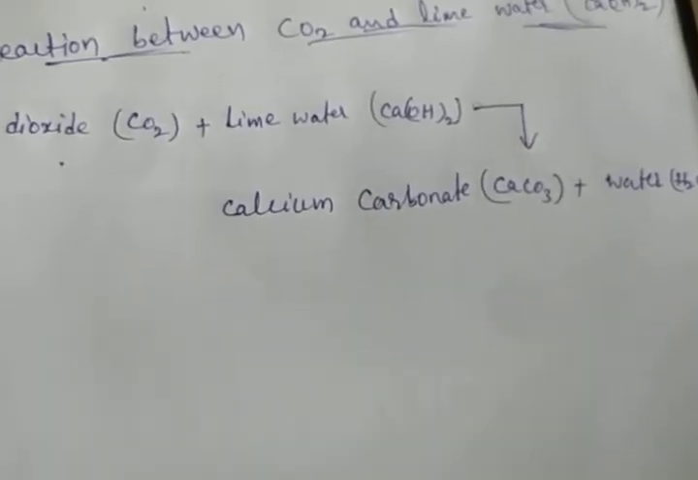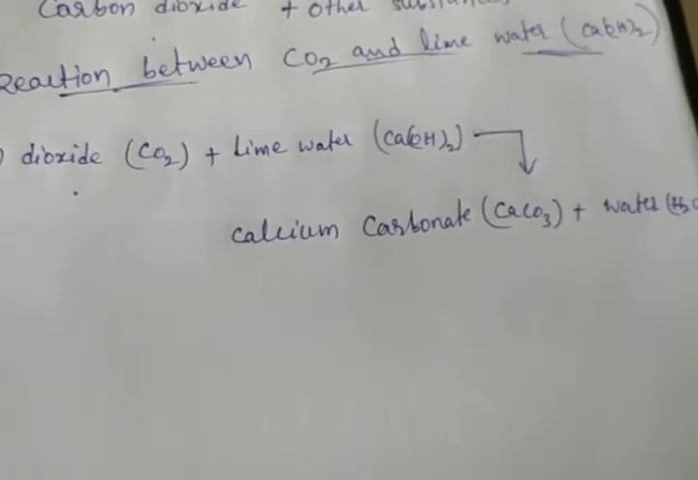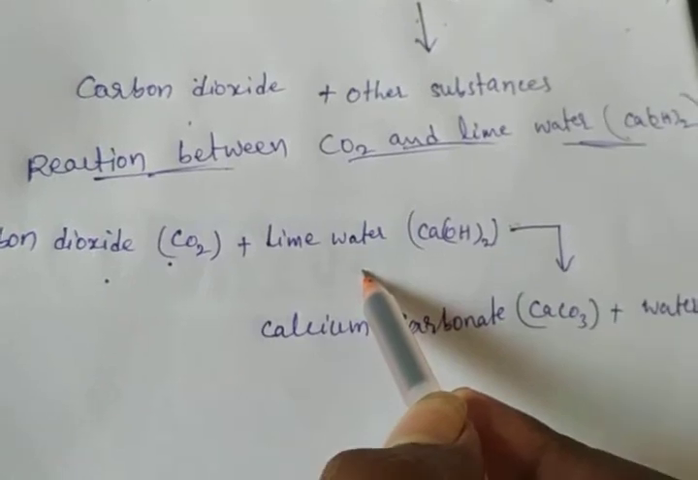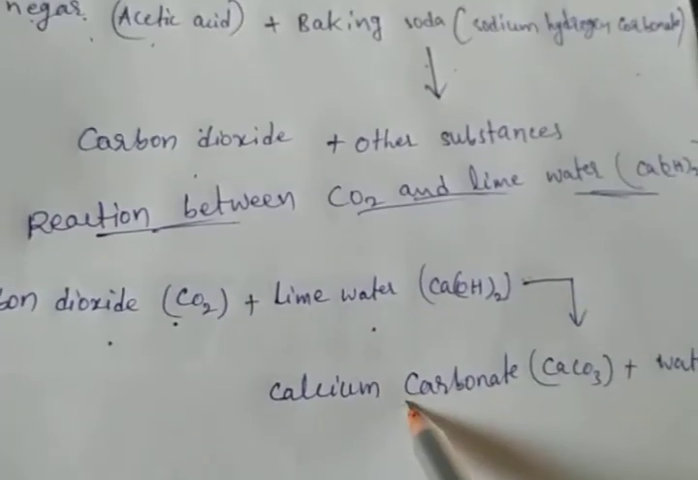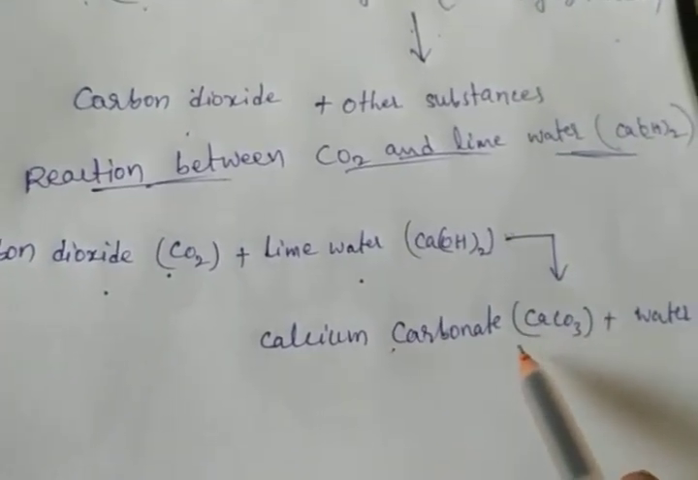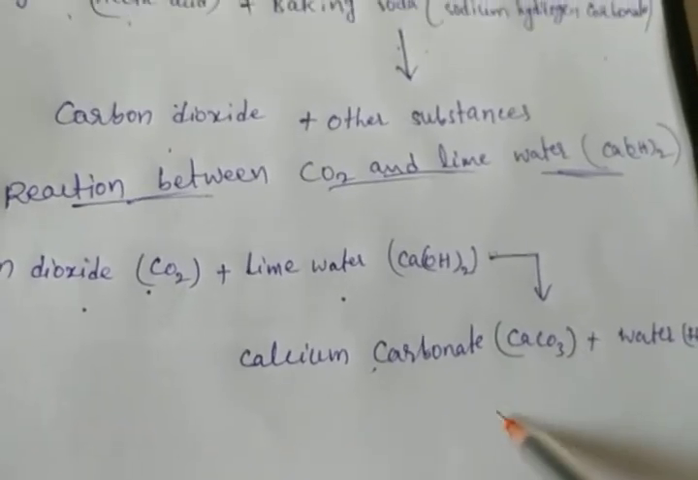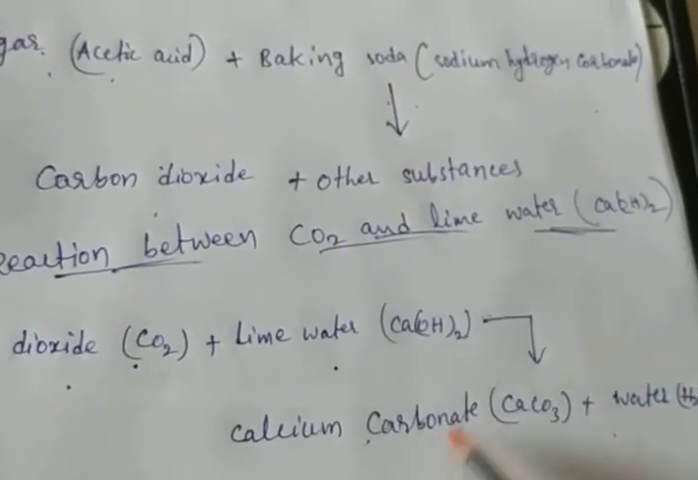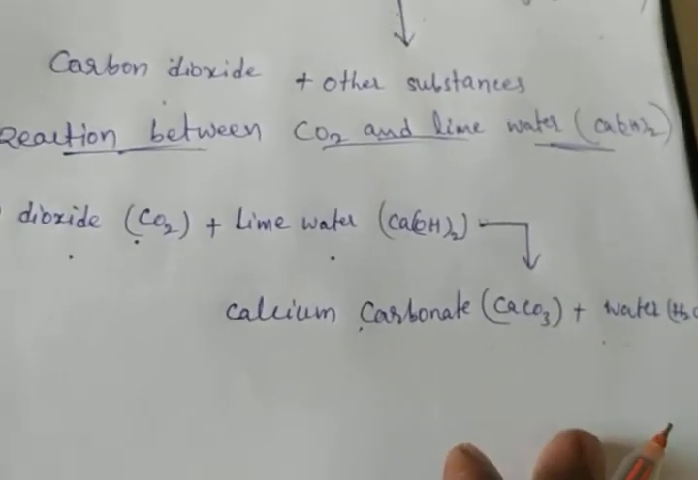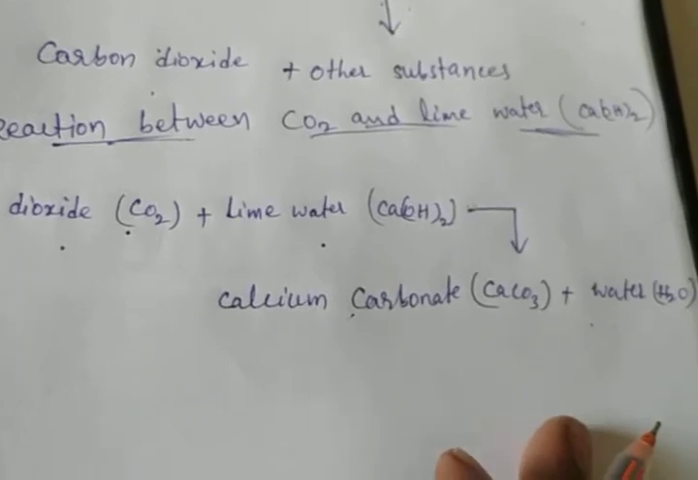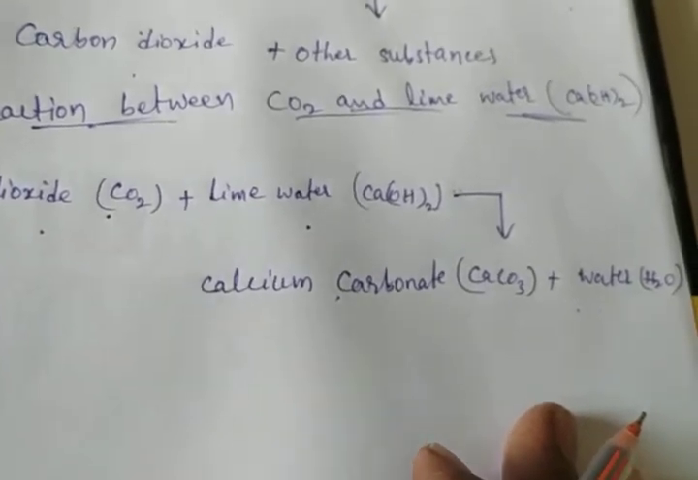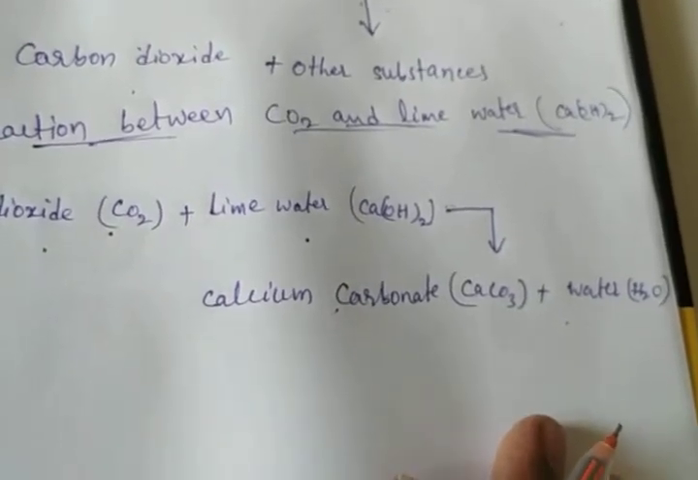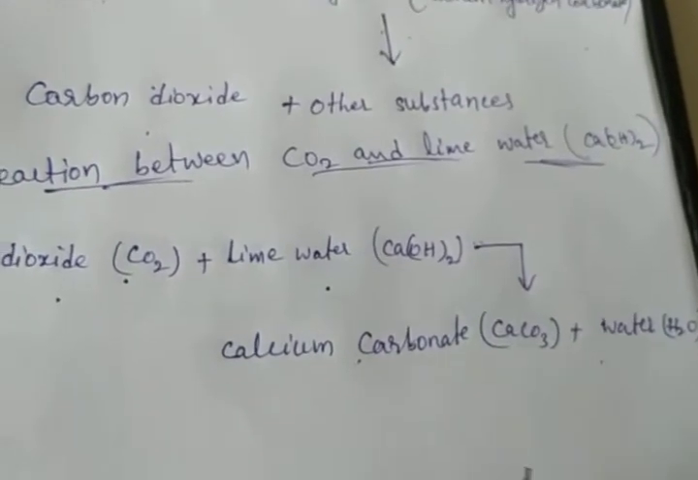Based on this reaction, how can we identify it? When carbon dioxide is passed through the lime water, calcium carbonate is formed, which makes lime water milky. The turning of lime water milky is a standard test of carbon dioxide. In the 10th class also, in the future, you will read about this reaction.